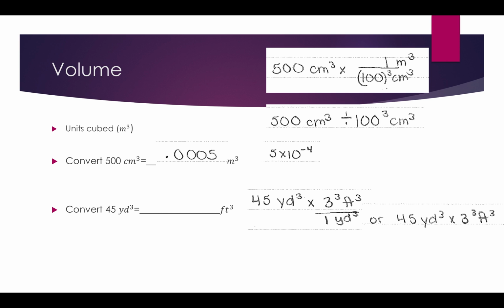Or I could think about just multiplying if I don't like the ratio. Again, there are 3 feet in a yard, and I'm going to cube it. I was multiplying because I was going from my big unit to my small unit. In either case, I'm going to get 1,215.